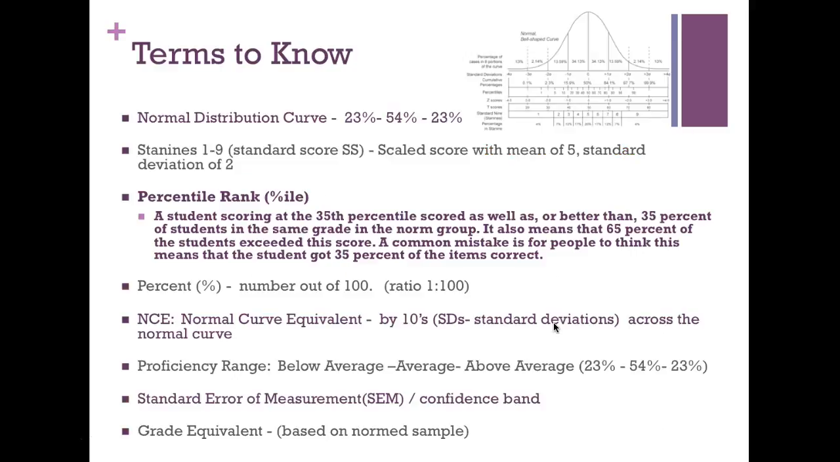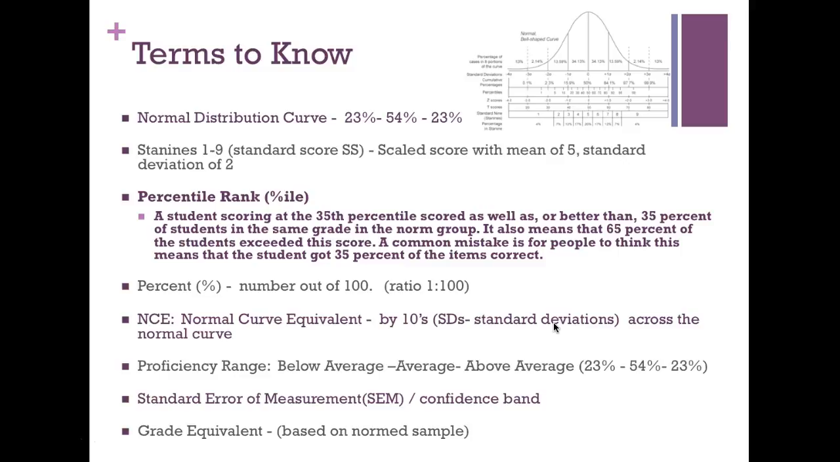The percentile rank is the one that you're going to be encountering the most. The student scoring at the 35th percentile scored as well or better than 35% of the students in the same grade in the norm group. It also means that 65% of the students exceeded that score.